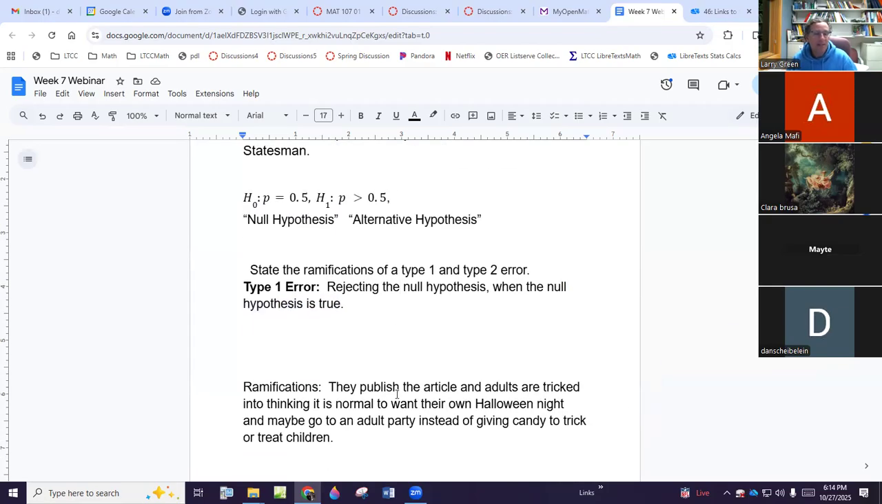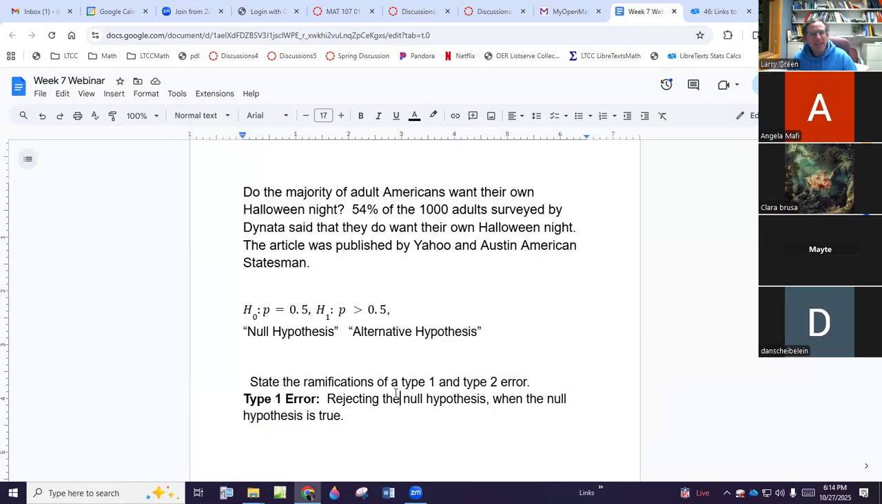Any questions on that? All right, so let's think about what are the ramifications of a type 1 error. Okay, first thing, I don't know if you know what the word is. This is English, not math. What does the word ramification mean? Maybe you can type in the chat box. Again, this is not a math question, it's an English question. So if you know English, yeah, it's a consequence. I like to think about it as the bad things that happen.